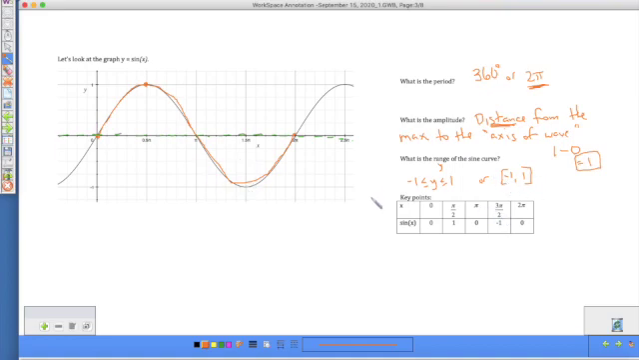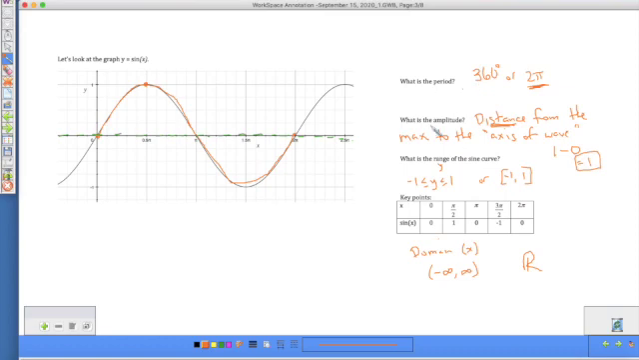Now, I didn't ask this question on the sheet, but hopefully we should know the domain, okay, that's your x values, okay, in interval notation, it's -infinity to infinity, or it's all real numbers, okay? It continues to go infinitely to the left or to the right.